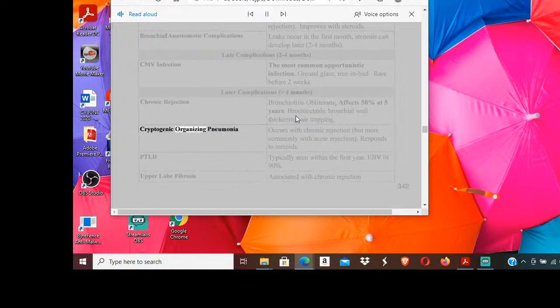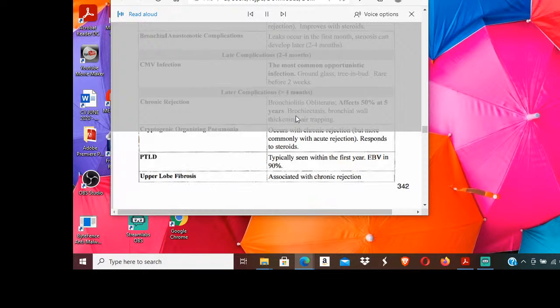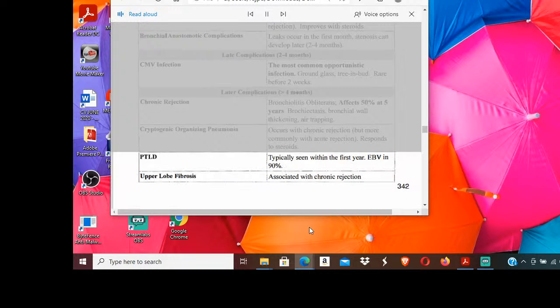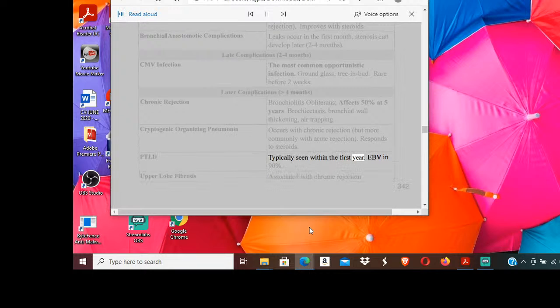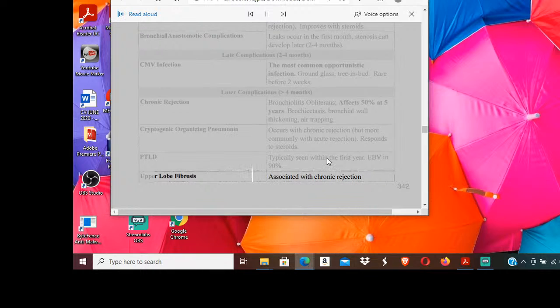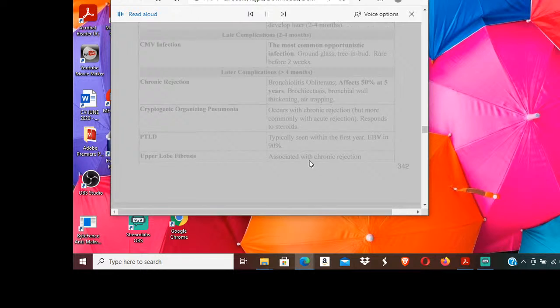Cryptogenic organizing pneumonia occurs with chronic rejection, but more commonly with acute rejection. Response to steroids. Typically seen within the first year. EBV and upper lobe fibrosis. Associated with chronic rejection.